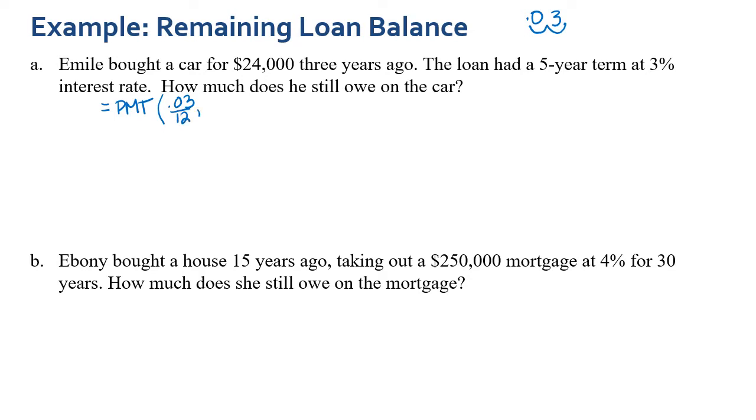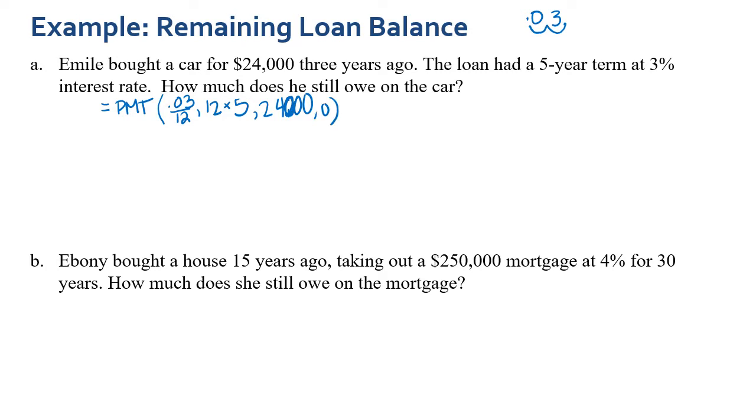You're always going to assume it's monthly payments unless it's stated otherwise. Then 12 times 5, because this loan was for 5 years, and then 24,000, and we don't want to put a comma in there for Excel, and then 0.